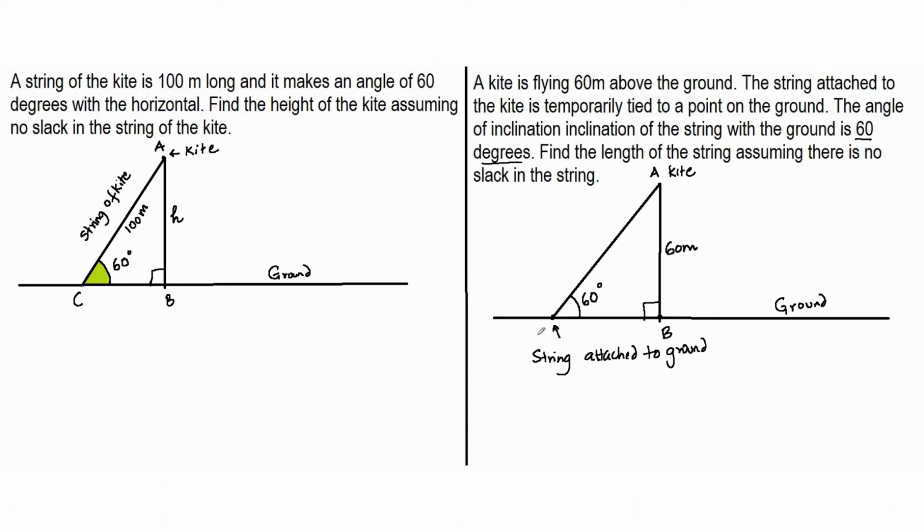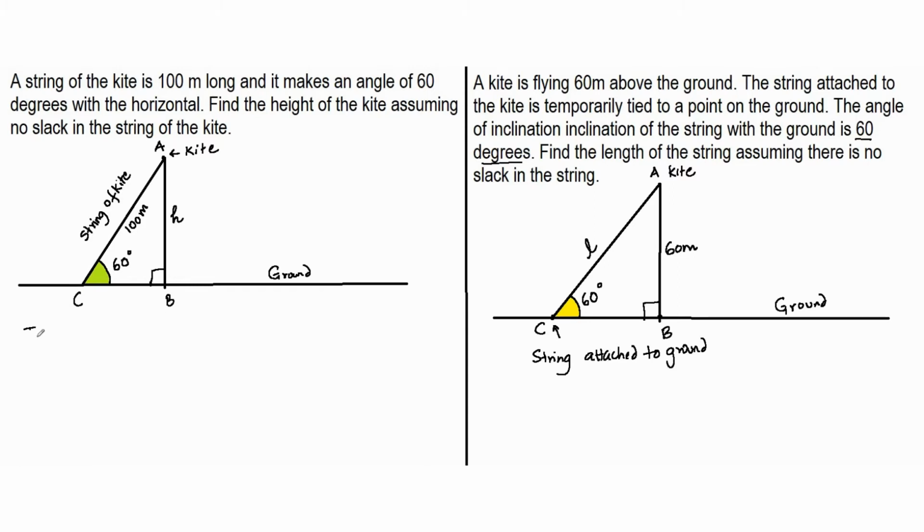So where is the string over here? AC is the string. So we have to find the length of the string, assuming that there is no slack in the string. So we have to find the length L, given that AB is 60 meters and angle C is 60 degrees, right? So now we have to use trigonometry to solve both the questions.